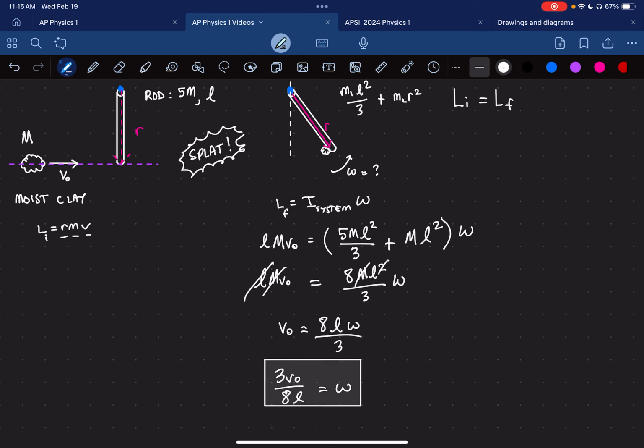So that's an interesting result. The angular speed of that rod-clay system is 3V naught over 8L. So if the clay has a faster speed, if V naught was increased, that will increase the angular speed of that system after the collision. That makes sense. If the rod were longer and the clay still hit the end of it, then the angular speed would be less.